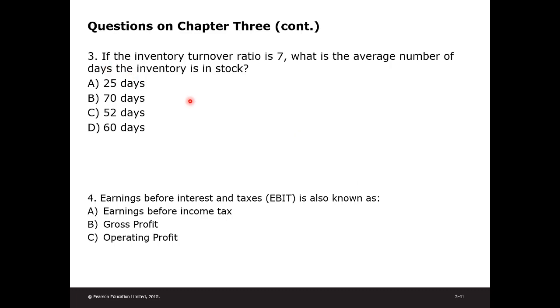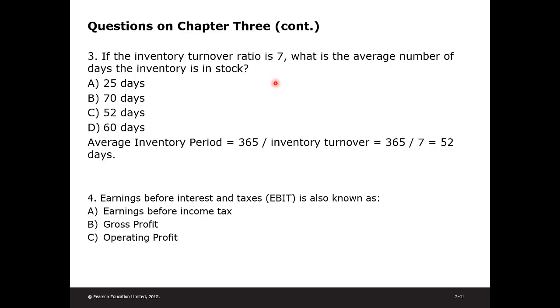If the inventory turnover is 7, what is the average number of days the inventory is in stock? So in order to calculate the average number of days the inventory is in stock, we need to divide 365 by the inventory turnover, like here. So the answer would be 365 divided by 7, which is 52 days. So the answer would be C.